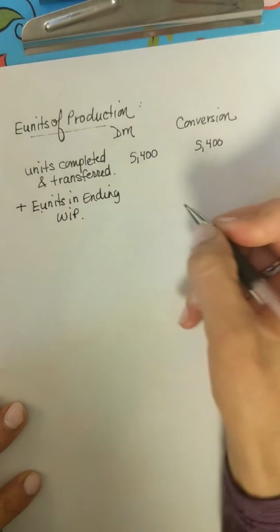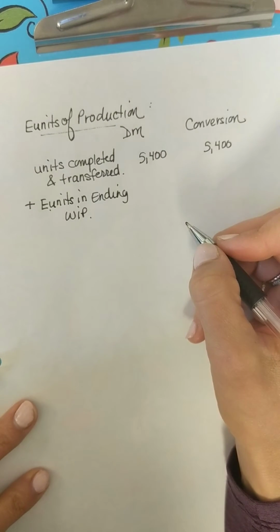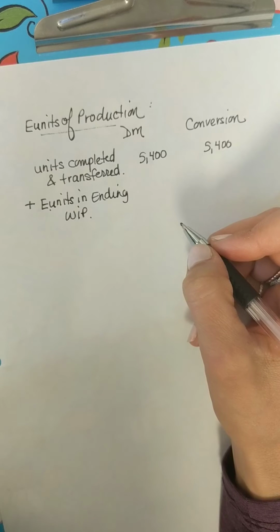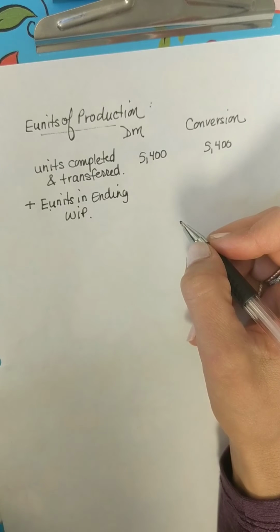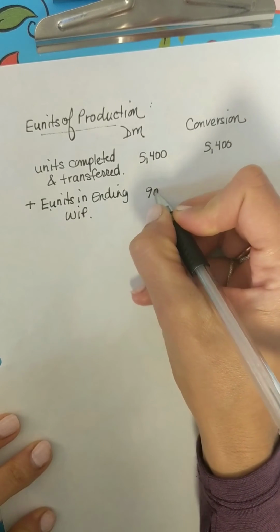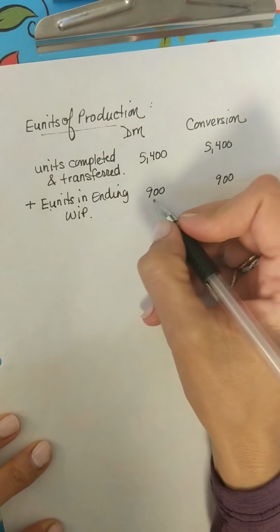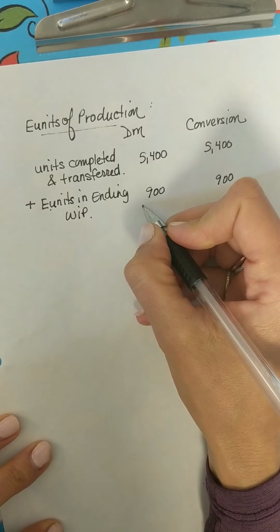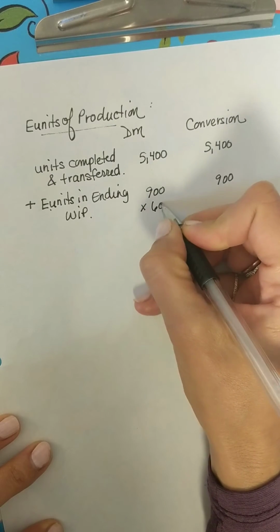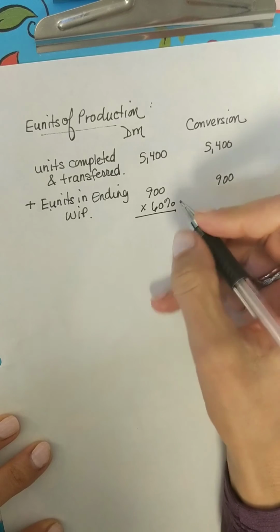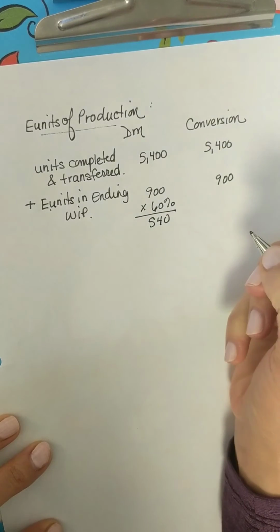So equivalent units. So how complete are these units in ending work in process? And that tells me they're equivalent whole units. So how much cost should I spread over these units? Well, it says there's 900 units left in ending work in process, but they're not completed. That's why they're in ending work in process. So according to the slide, it says materials were 60% complete. So I'm only going to count these units as 60% of 900, which is 540.